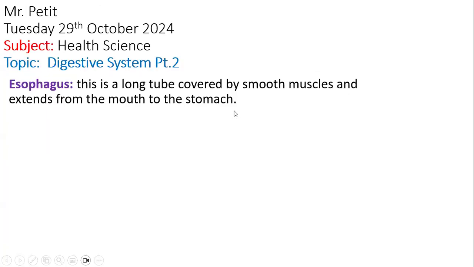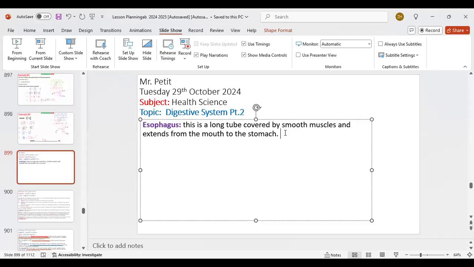Now let's move on. Once you have that food going down, how does it go down? Does something push it down? It's squeezed, right? What do we call that squeezing? It's close. It's like a squeezing. Peristalsis. Who said it? Aiden, peristalsis. Very good.